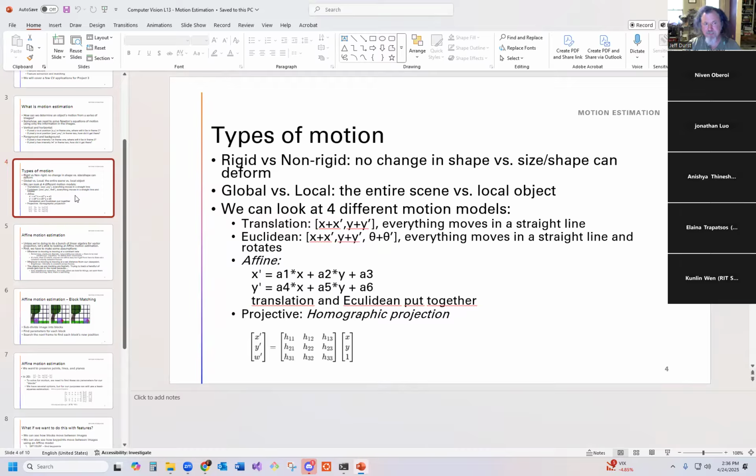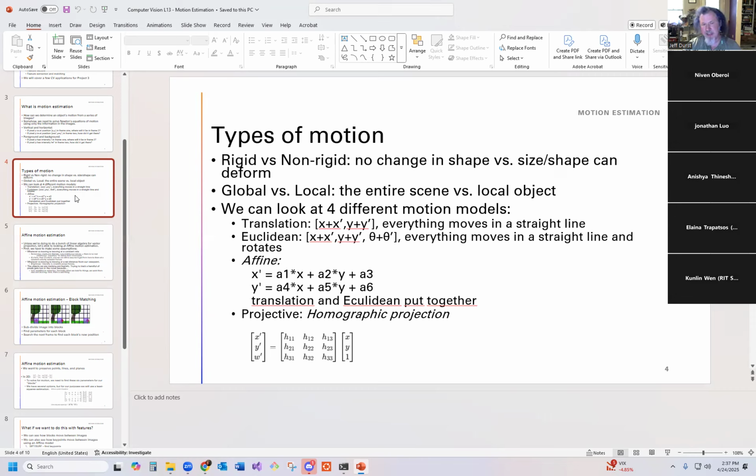So we were talking about types of motion and motion estimation. We've got rigid and non-rigid: does it deform or does it not deform? We talked about local versus global. So is the entire camera moving? Is the entire scene moving, or is just some object inside the scene moving?